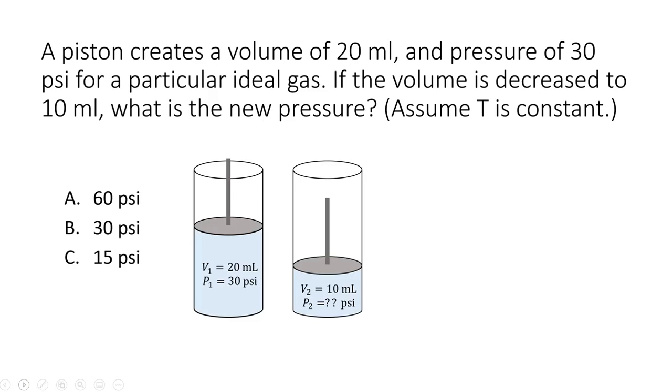All right, let's do a quick practice problem. We have a piston that creates a volume of 20 milliliters and a pressure of 30 psi for a particular ideal gas, and then you somehow decrease the volume inside that piston to 10 milliliters, and we want to know what is the new pressure. Here we're going to assume that the temperature remains constant, and I'll also mention that we can assume that this piston is sealed so that no gas can escape.